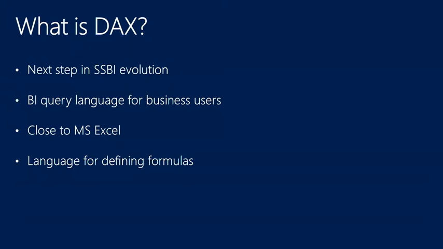So they came up with DAX, next step in self-service BI, another layer of abstraction, making it easier for the users to be able to write functions to analyze their data. It is a language specifically designed for users, business users. It is closely related to Excel. It is about defining formulas. So business users who are very familiar with defining formulas will find themselves back in this language. They can see how they can potentially use this.